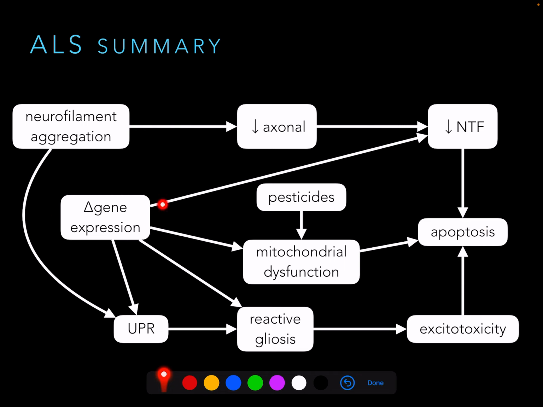Now, those alterations in gene expression, what can that do? Well, a lot of things. Maybe you're not making your neurotrophins as well, like those FUS mutations. Clearly, that's going to cause apoptosis. Hey, maybe you're not making the correct mitochondrial proteins and your mitochondria don't work correctly, and apoptosis, of course. And alterations in gene expression can also cause reactive gliosis and an unfolded protein response, and you can follow those lines to their excitotoxicity and apoptosis ends. And then, of course, exposure to pesticides, which impair the electron transport chain in the mitochondria, directly induce mitochondrial dysfunction, leading to, boop, boop, boop, apoptosis.